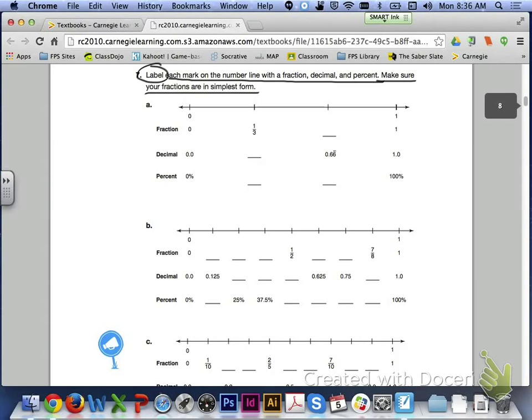Let's turn to page 394 and finish up problem 1. It says for number 7, to label each mark on the number line with a fraction, decimal, and percent. Make sure that your fractions are in simplest form. So go ahead and do letters A, B, and C with your group members.